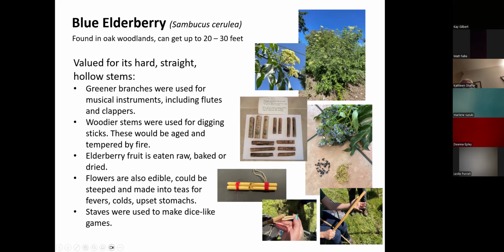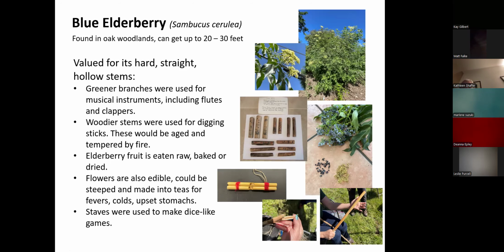And then of course they collected berries from it too. And the fruit was eaten raw, baked, or dried. The woodier stems would be used for baking sticks after they had been beaten and tempered. Baking sticks were very important. The women had to spend a lot of time baking for root and corn. I'll talk more about those later.